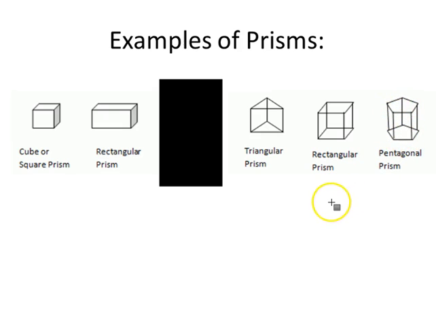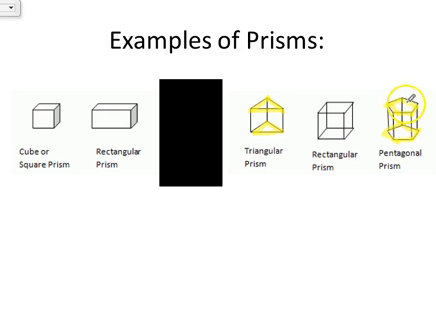So just some examples, and really what I want to drive home is that we name our prisms based on those two bases. You're only going to have two sides that will be, in this case, triangles. The rest will be parallelograms. Here you can see that again. These are just two good examples too.